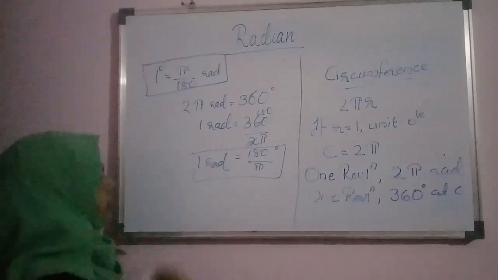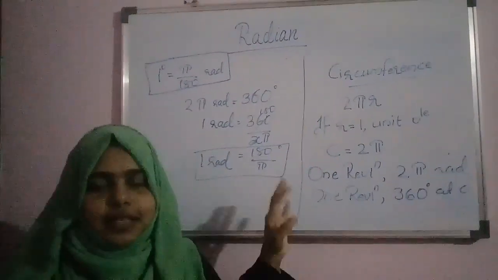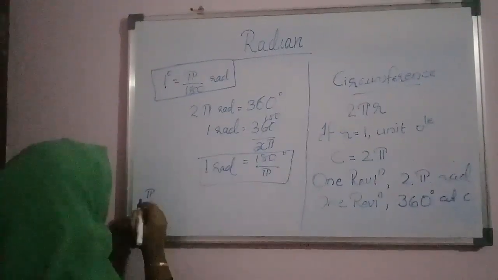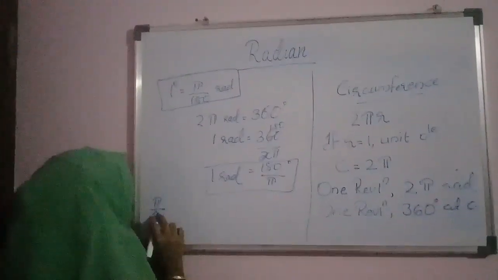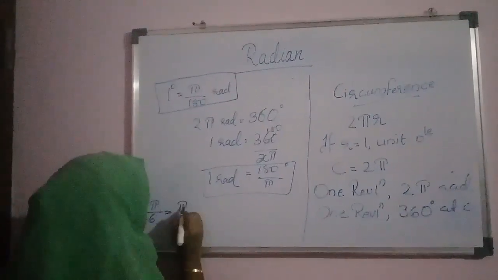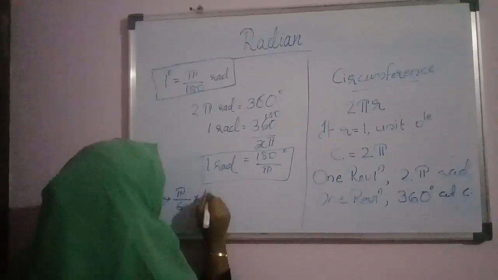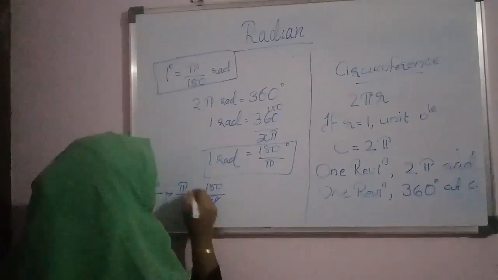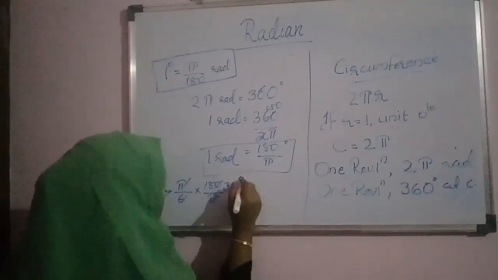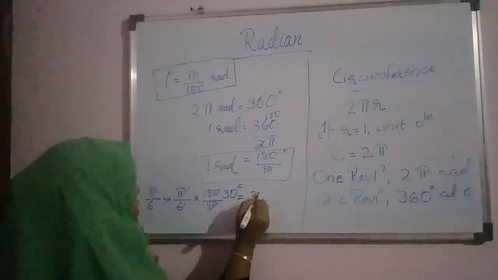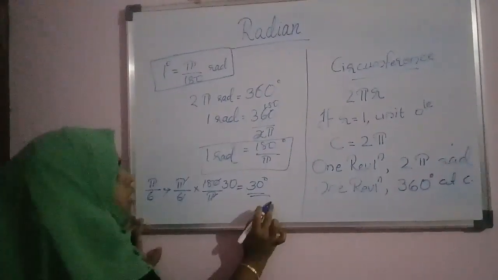Now we can check whether we get the same degree measurement. We know that pi by 6 is equal to 30 degree. We can check it here. Pi by 6 is equal to how many degrees? Pi by 6 into 180 by pi. Pi gets cancelled, and we get 30 degree, isn't it? So pi by 6 is equal to 30 degree.